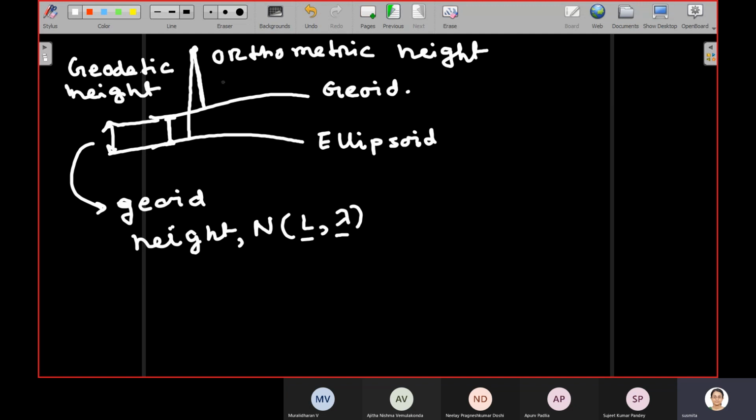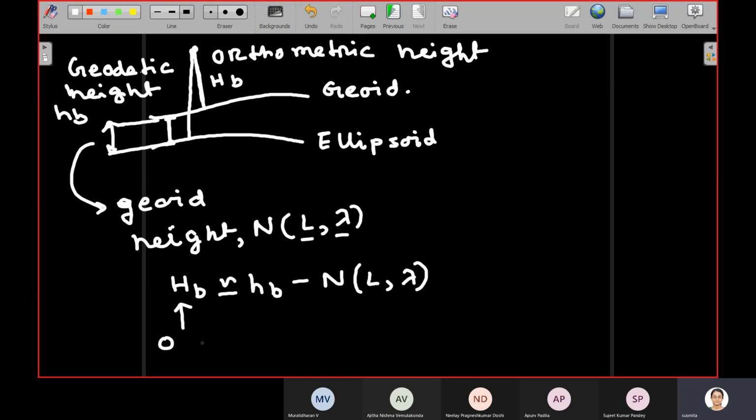Okay, so let's denote the geodetic height as small h d and orthometric height as capital H d. Now we can relate capital H d for body to H b approximately as follows. So this is the orthometric height. I'm writing O. This is geodetic height and this is geoid height.